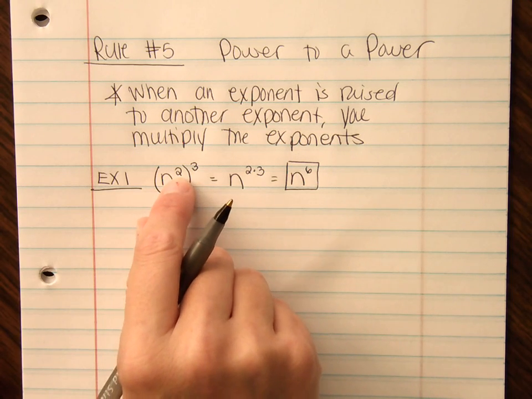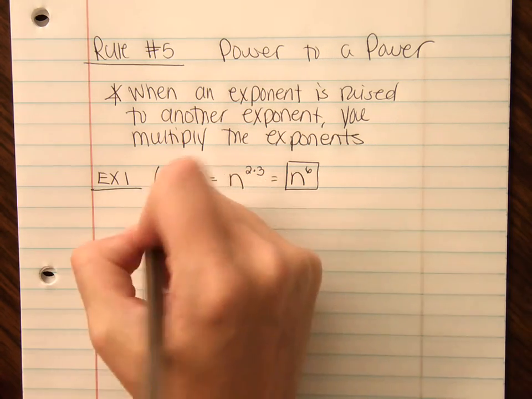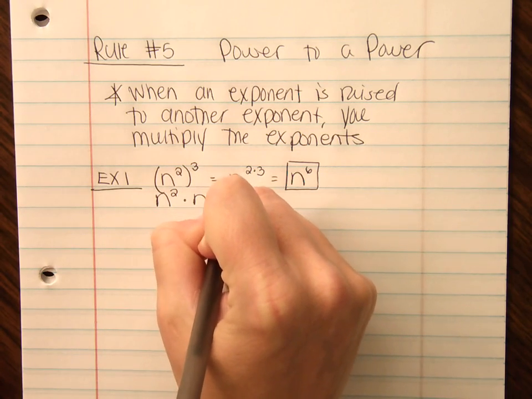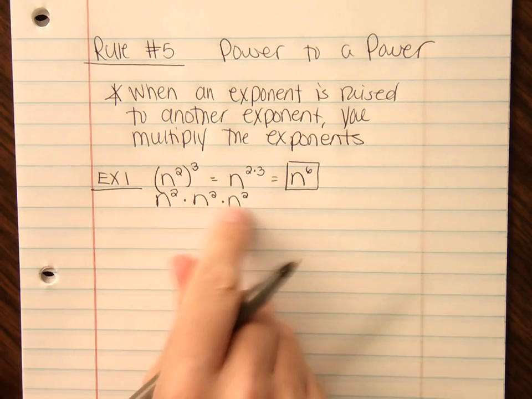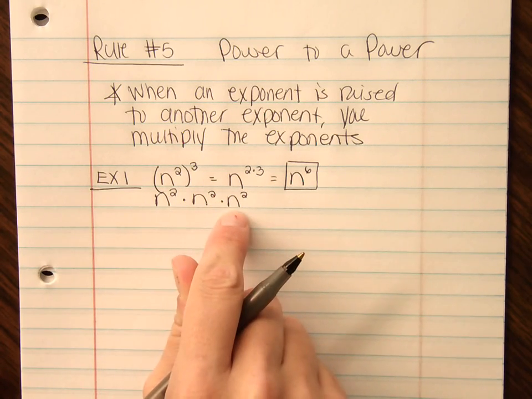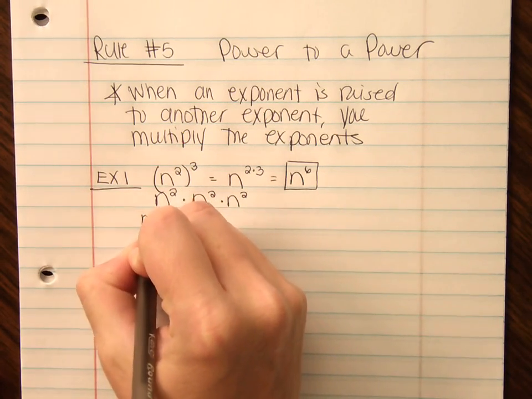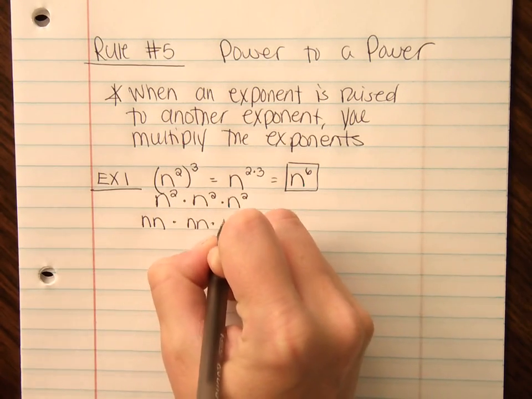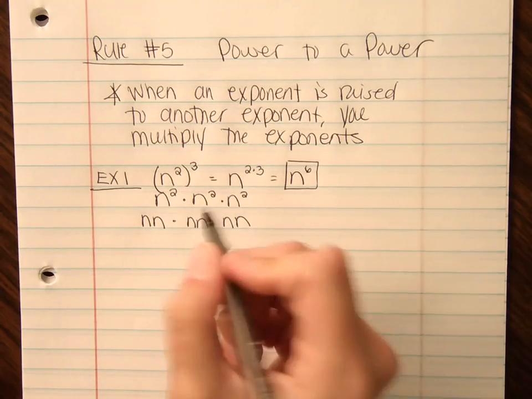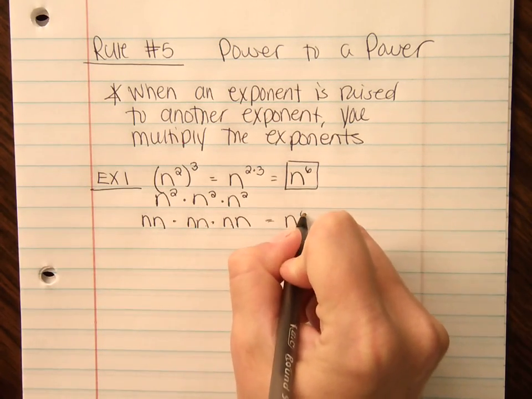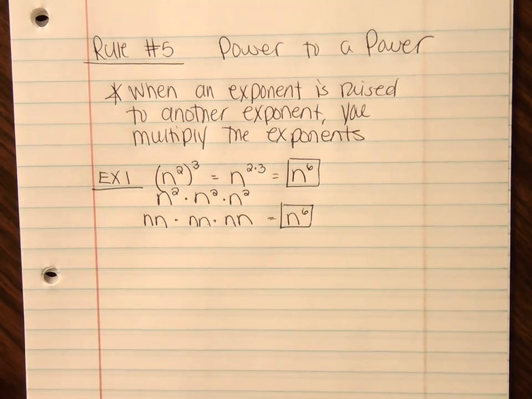So we have n squared 3 times. So we have n squared times n squared times n squared. This is n squared raised to the 3rd power expanded out. Then we can expand this out again. N squared is n times n, and n squared is n times n. Then we count them up: 1, 2, 3, 4, 5, 6. And we have, again, n to the 6th power.